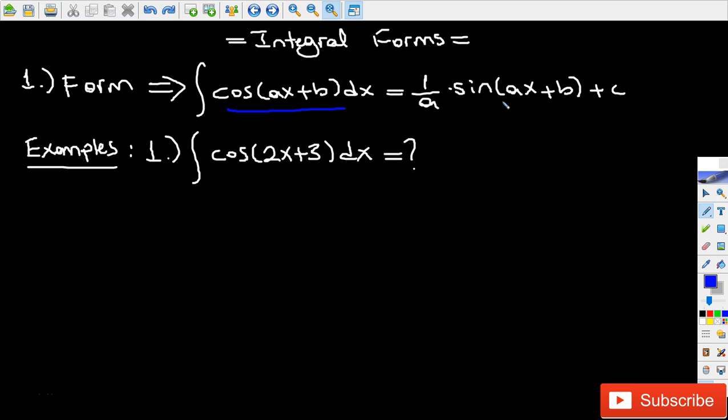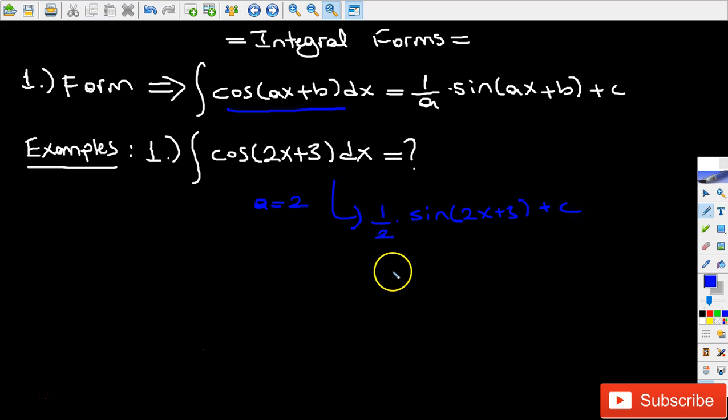Okay, so let's get started. Let's put it in motion in the first example. When I look at this integral of cosine of 2x plus 3 dx, the number right in front of x is going to be my a value, which is a equal to 2. Then this integral is going to be equal to, if I apply this formula, 1 over 2 times sine of the same parentheses, so 2x plus 3, plus c.